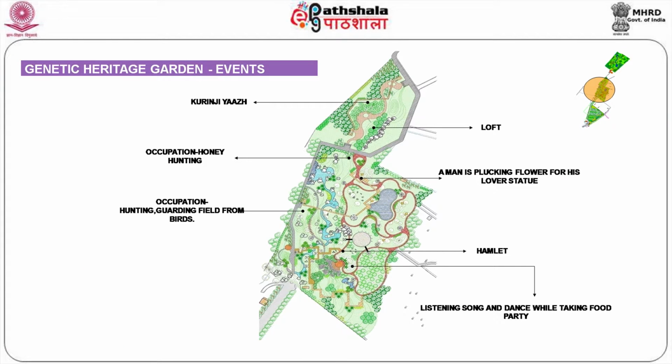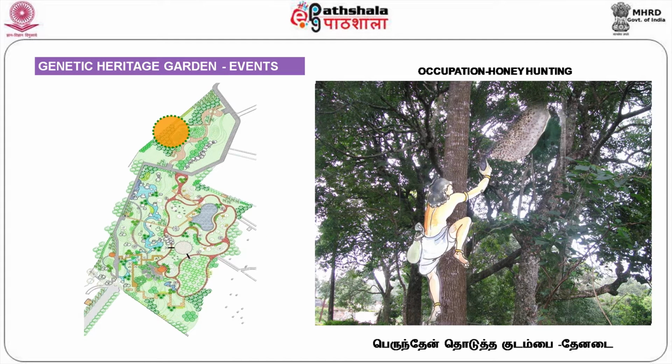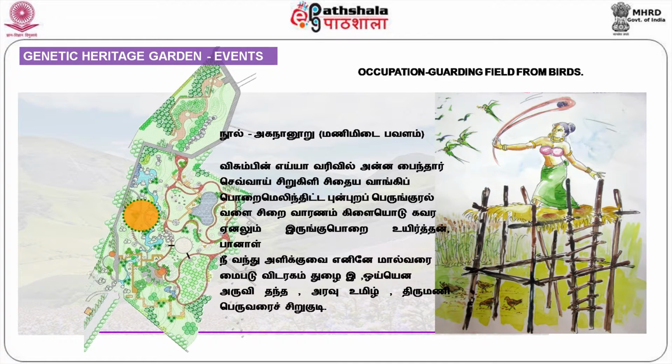Then the other area we come to is the genetic area where you have the happenings. We call it Kurunji. You have somebody playing a Kurunji, and a bronze statue placed in that area with the music, and an interaction center where the music will be played. Then you have the occupation of honey hunting, how a man hunts the honey, shown in the form of sculptures.